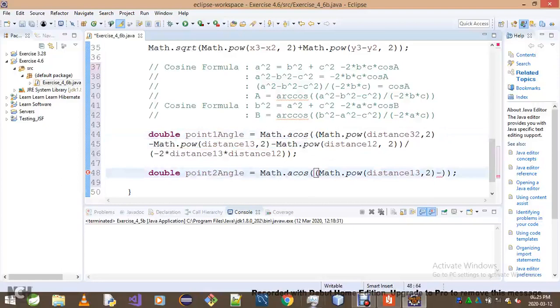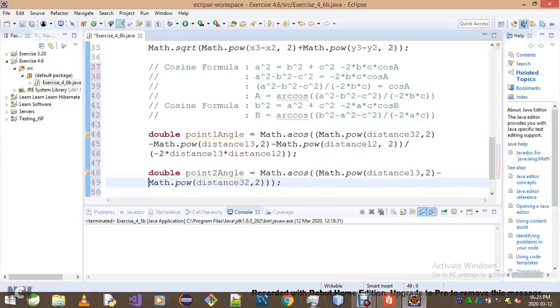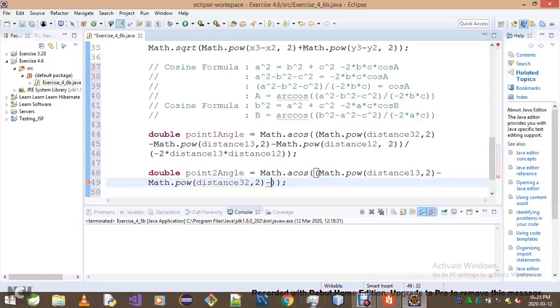So we're saying that minus that. So it's B squared minus A squared minus C squared. What is C squared? C squared is nothing else but this over here. Right? I hope everyone is clear what's going on here.